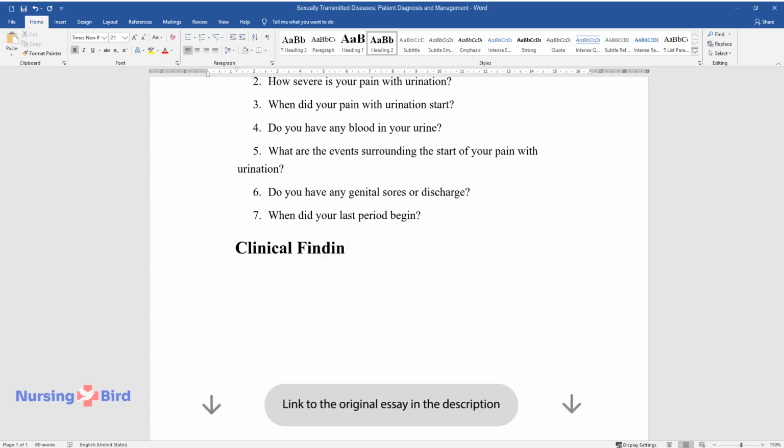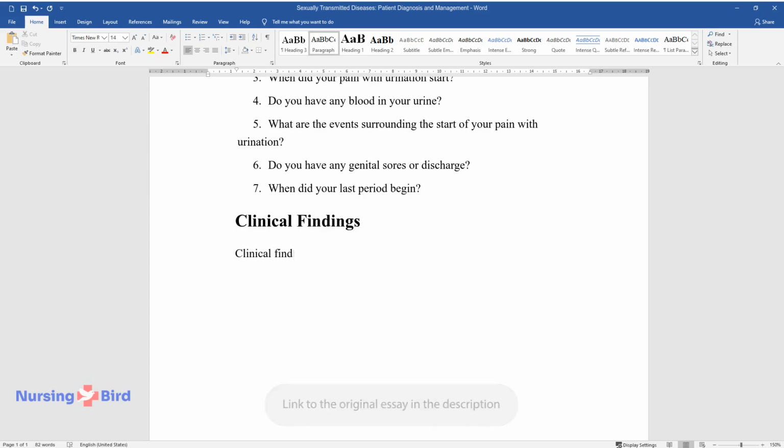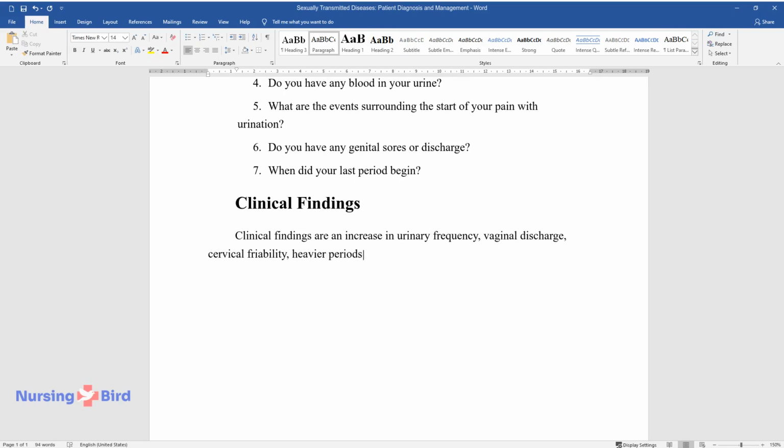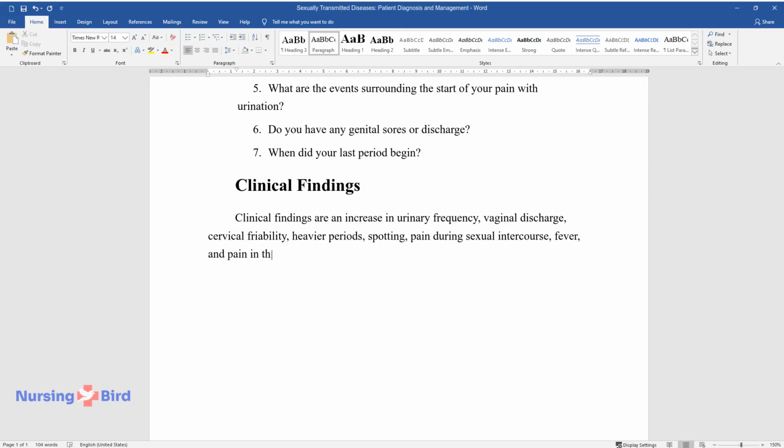Clinical findings. Clinical findings are an increase in urinary frequency, vaginal discharge, cervical friability, heavier periods, spotting, pain during sexual intercourse, fever, and pain in the lower abdomen. Additional findings might also include a sore throat and dysuria.